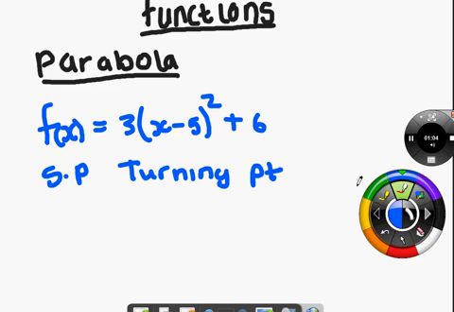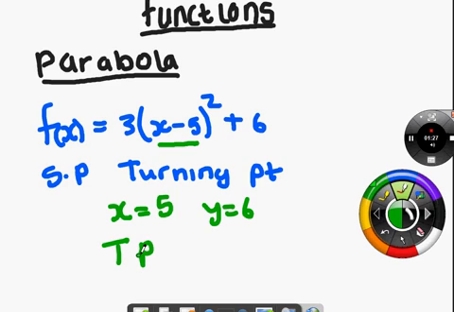And that one is found by just looking at the equation. If you look in the bracket there, you'll get x. Remember we said if they're in the same bracket, it's x minus 5, so x is equal to 5. And the y ordinate will be y is equal to positive 6. So the turning point in this particular parabola is actually going to be (5, 6).